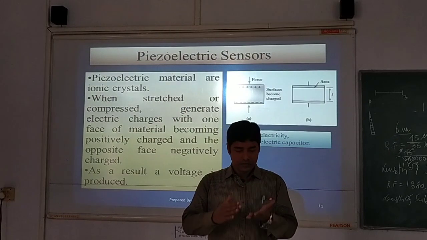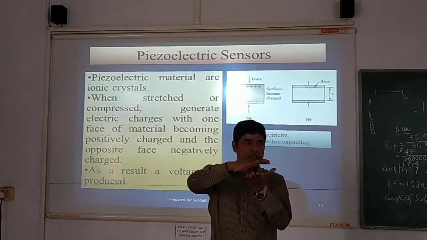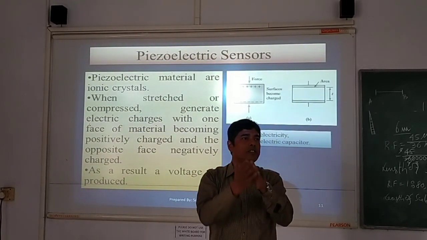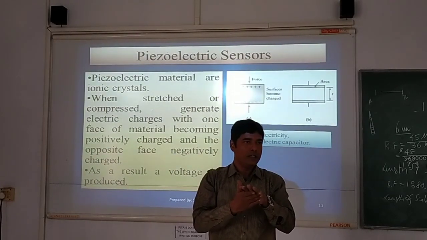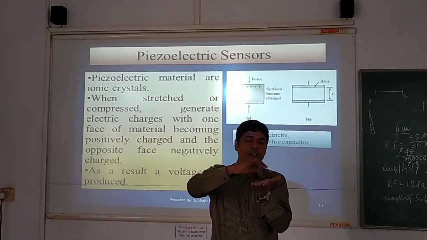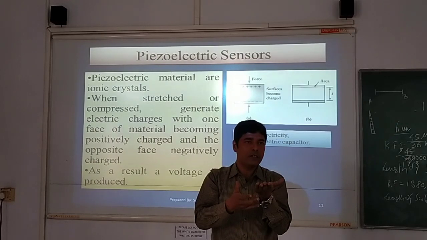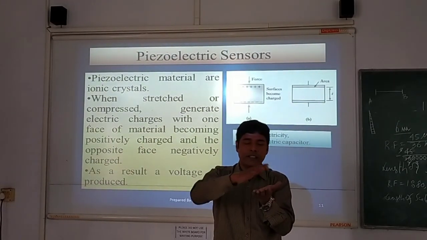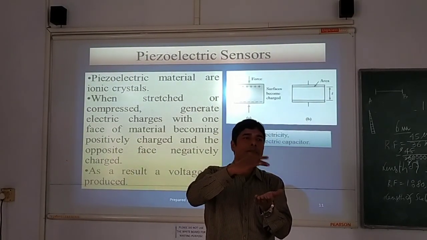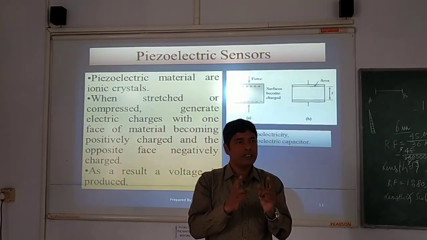What is that? If that material is compressed or stretched, suppose it is compressed, then momentarily opposite charges will be generated on the opposite faces. And if it is stretched, then the reverse will happen. Suppose for compression, positive charge accumulates on the top surface and negative charge on the bottom surface, and if it is stretched, then negative charge accumulates on the top surface and positive charge on the bottom surface. This phenomenon is known as piezoelectricity.